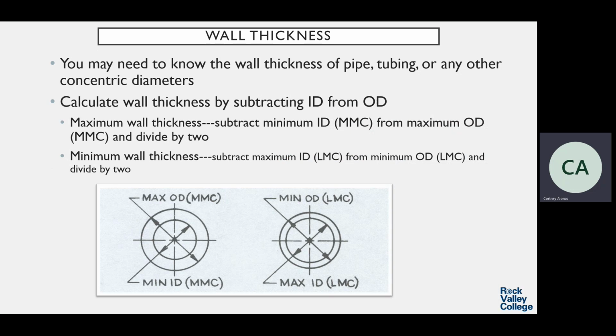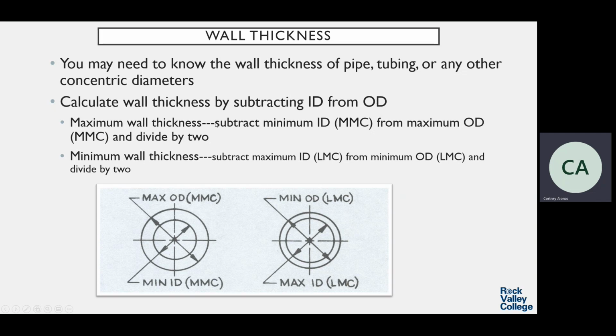And then wall thickness. So this is just a comment here. You need to know the wall thickness of a pipe, tubing, or any concentric diameters. You have to calculate the wall thickness by subtracting the inside diameter from the outside diameter. So you might get a question asking you, what is the wall thickness of this pipe? And this is the information you have. You more or less have been doing this when you've been calculating dimensions. However, maybe you're only given the MMC, or the min inside diameter, MMC. So how do you get that?